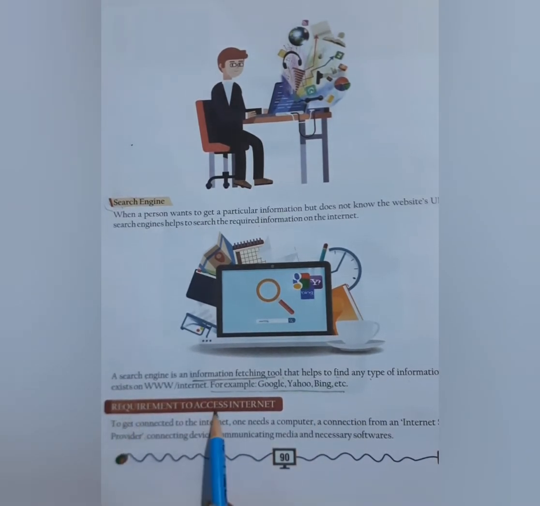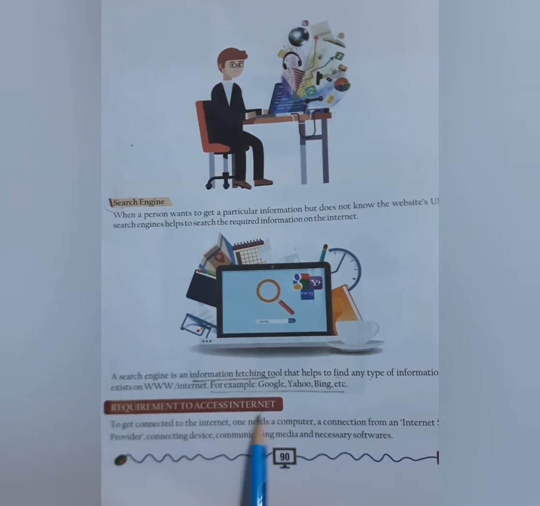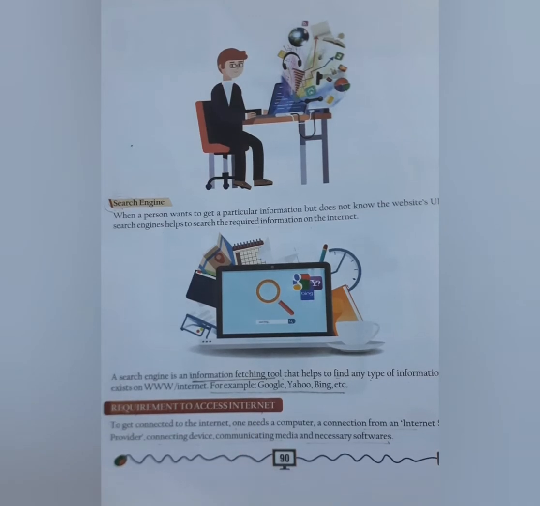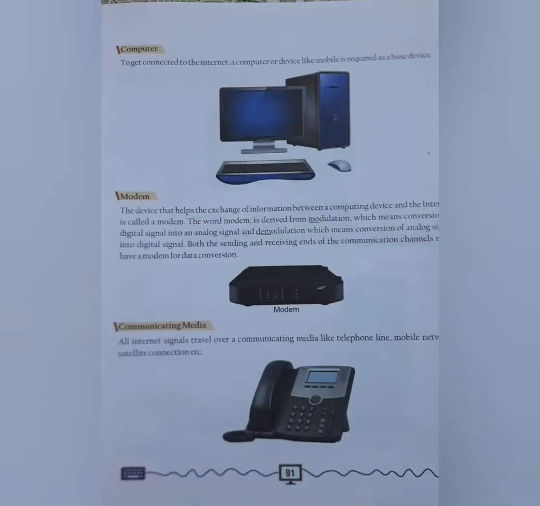Next is requirement to access internet. To get connected to the internet, one needs a computer, a connection from an internet service provider, connecting device, communicating media, and necessary softwares. So children, under this topic, we will see some of the things that are required for internet connection, for internet to work in your computer. Let us see what those are.